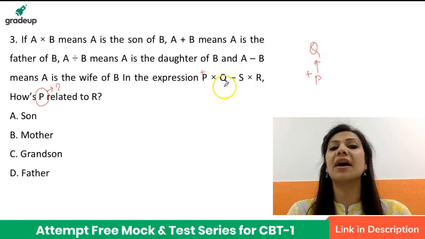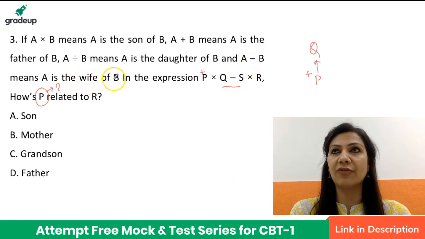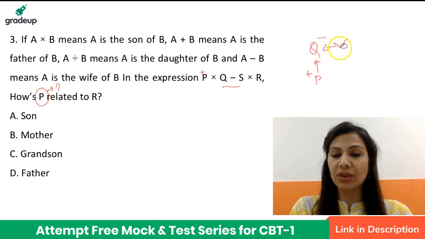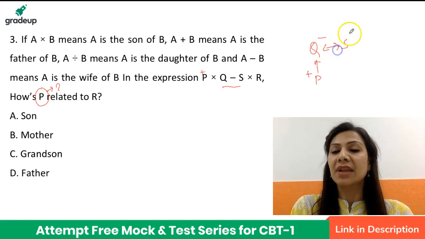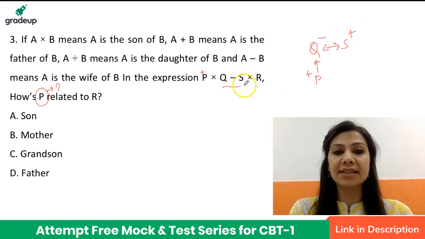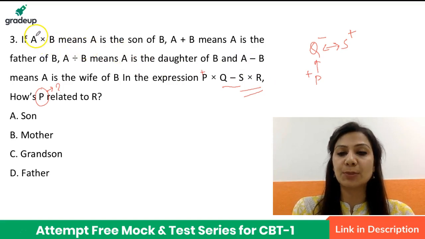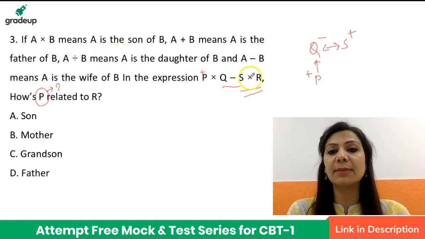The next we have is Q minus S. The meaning of minus is A is the wife of B. So right now here Q will be the wife of S. If Q is the wife of S, you will write a double arrow in between Q and S. If Q is wife, definitely S will be the husband, and you will write male over here. Next is S cross R. Cross means son. Who is the son? The first person, A's son. So right now S will be the son of R.